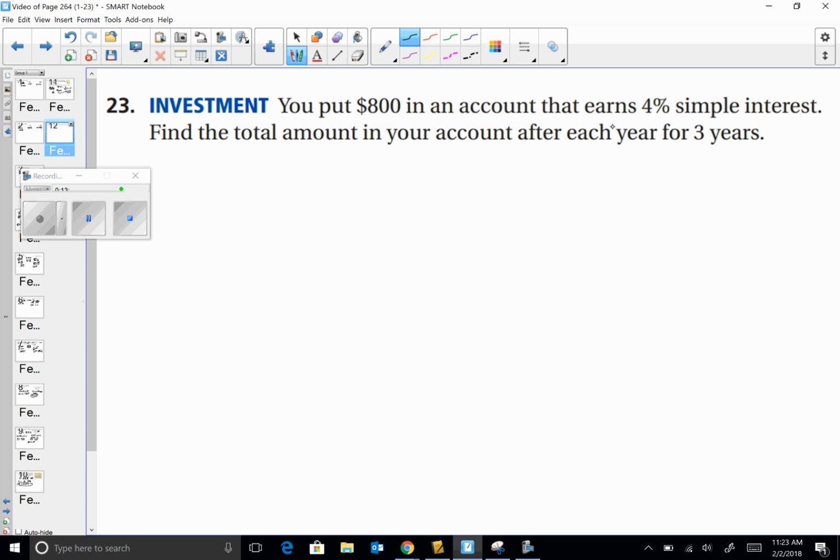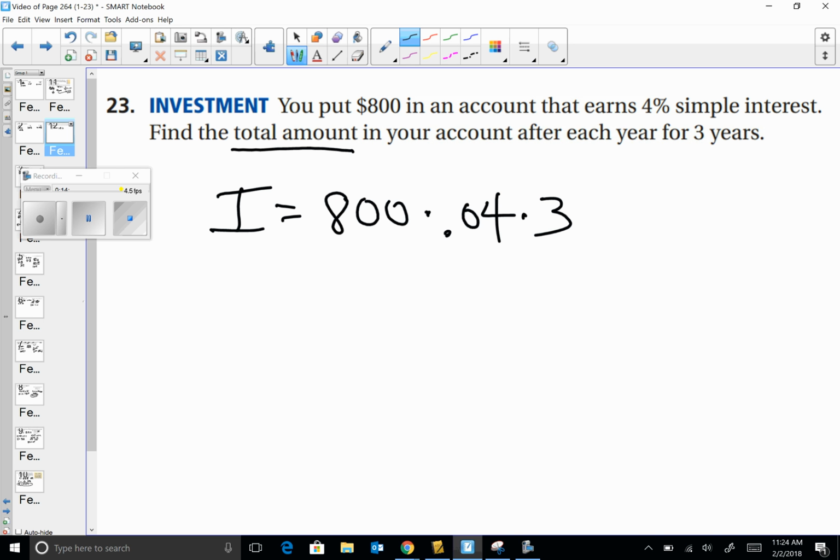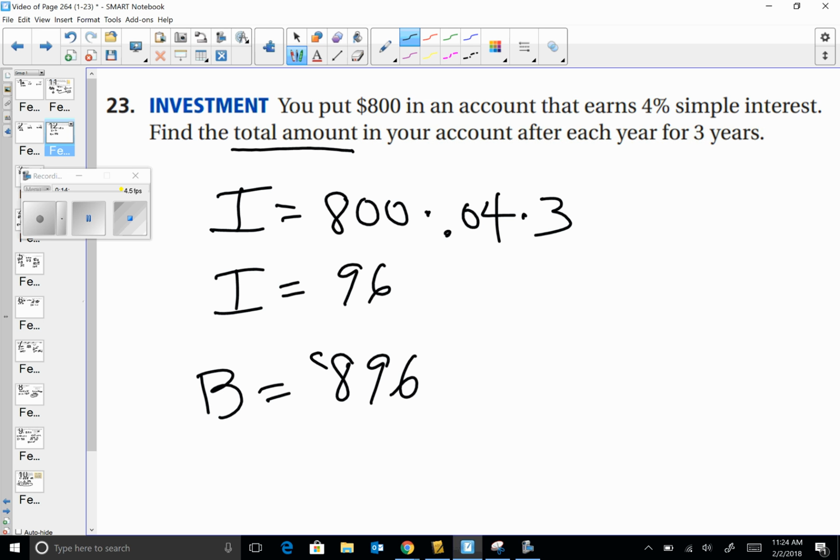You put $800 in an account that earns 4% simple interest. Find the total amount in your account after 3 years. All right, so let's first figure out the interest. We know the interest is principal, which is 800, times rate, which is 0.04, times time. So 800 times 0.04 times 3 gives me interest of $96. So my balance is going to be 800 plus 96, or $896.